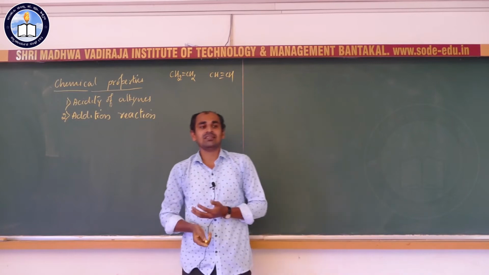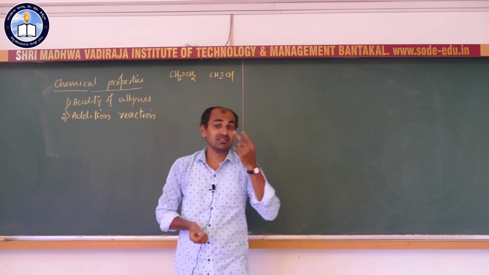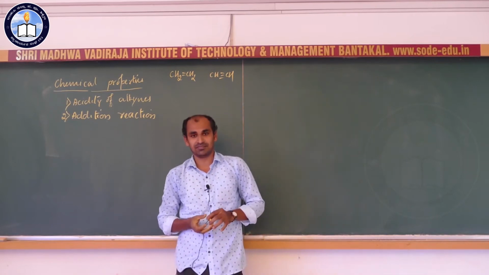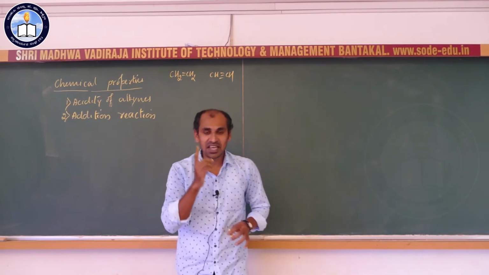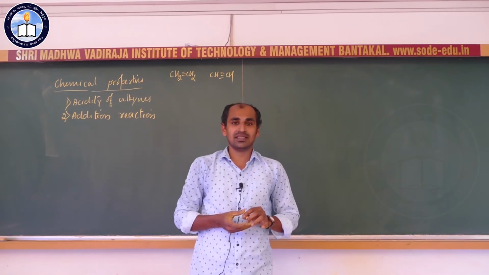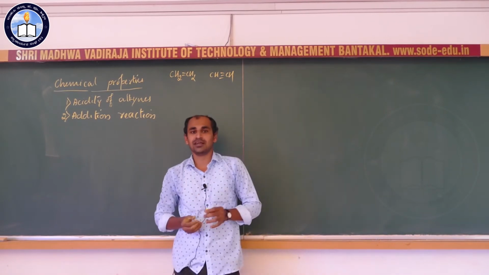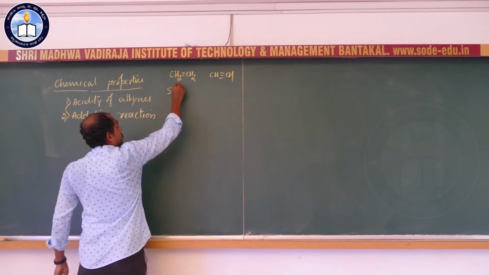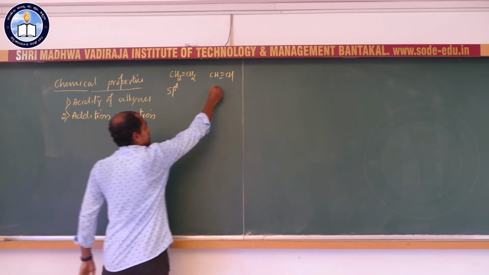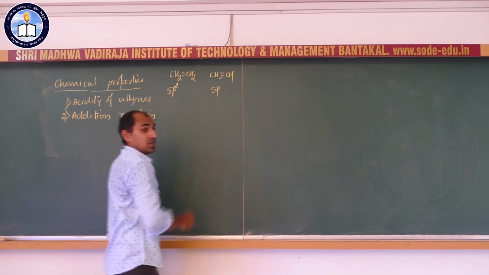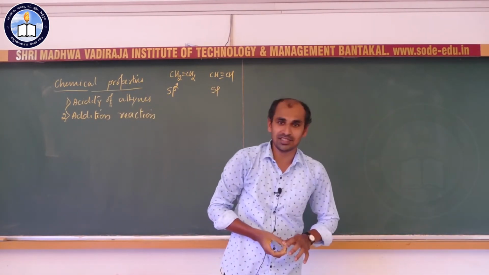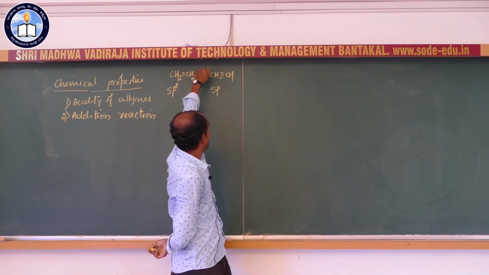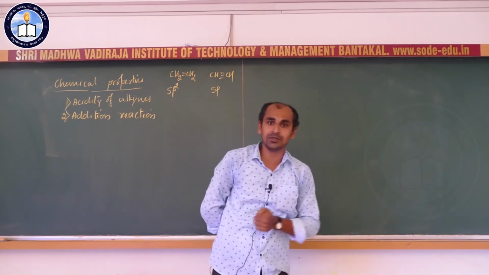So, generally we think that alkyne has two pi bonds, so it should be more reactive towards addition reaction. But alkenes are more reactive towards addition reaction, alkynes are less reactive. The reason is alkenes involve sp2 hybridization, alkynes involve sp hybridization. So, in the case of sp hybridization, carbon is more electronegative.